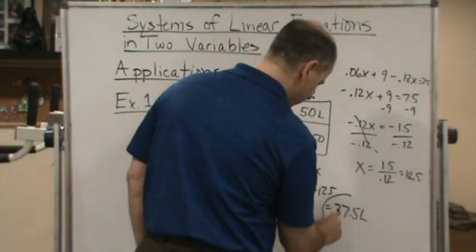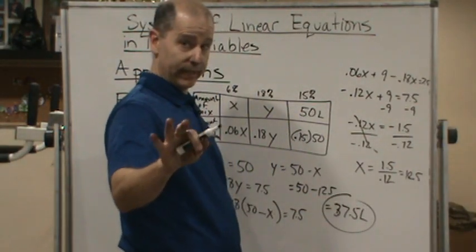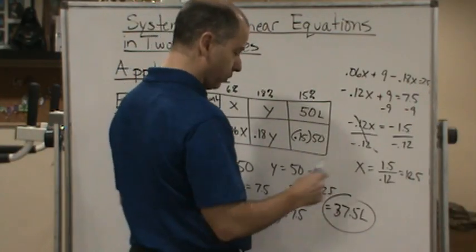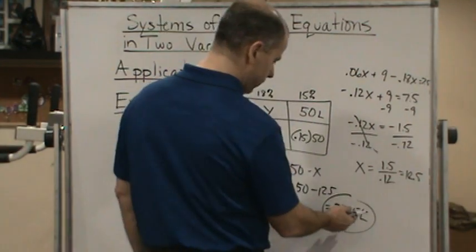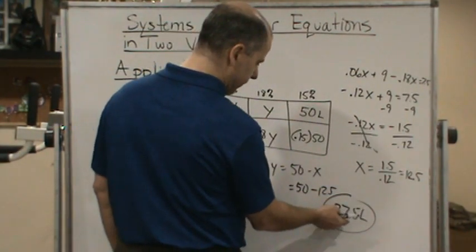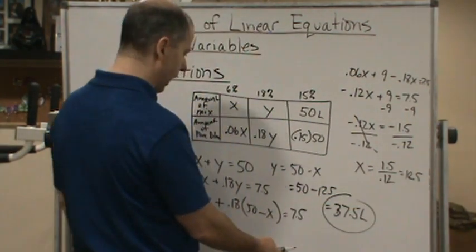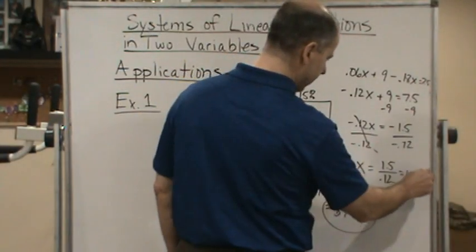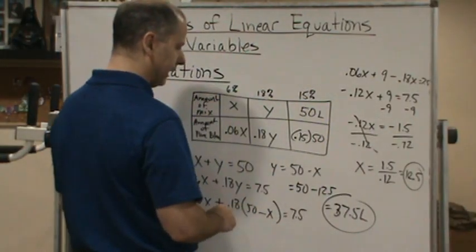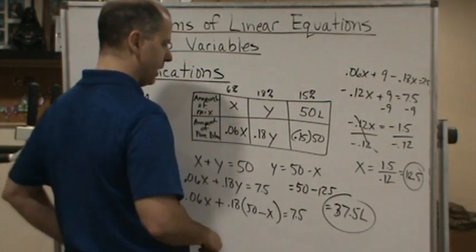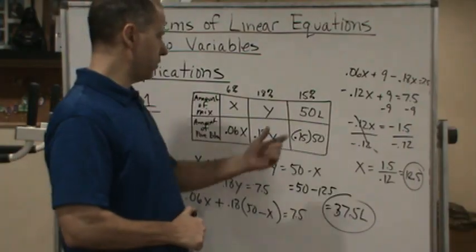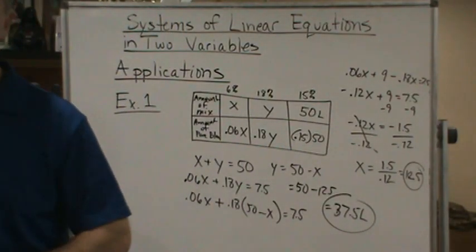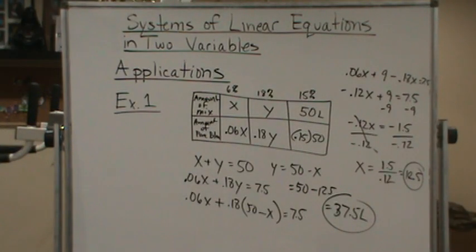So the answer, again, because it's an application problem, we need to make sure our answers are in the context of the problem. So this is what you would write. The answer is we will need 37.5 liters of the 18% solution, and we're going to need 12.5 liters of the 6% solution in order to have 50 liters that is 15% bleach solution. And that is it.